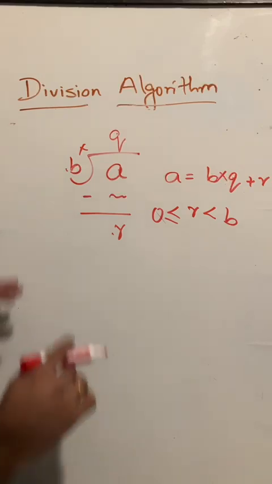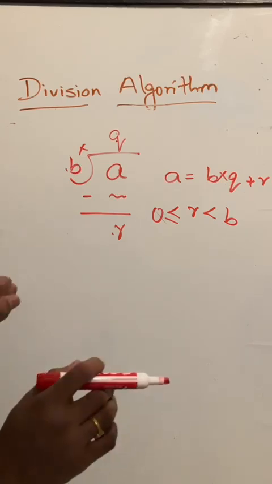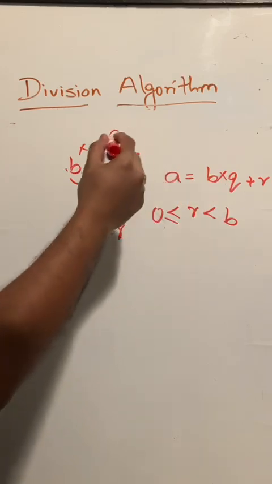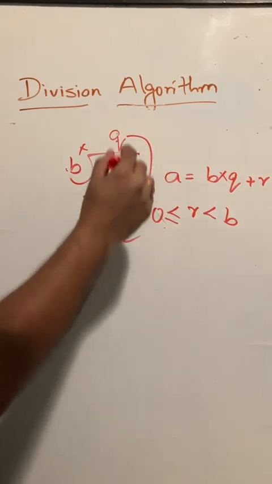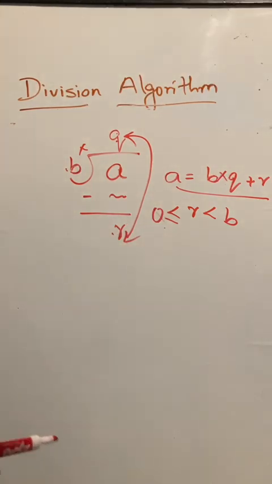There is nothing more to it. So how do you do this? Take the closest one. That's the only rule. Then you will get this automatically, and there is only one pair that satisfies it. One pair of Q and R will satisfy this condition. That's all about the division algorithm.